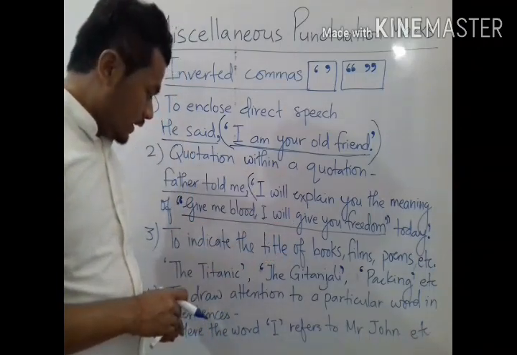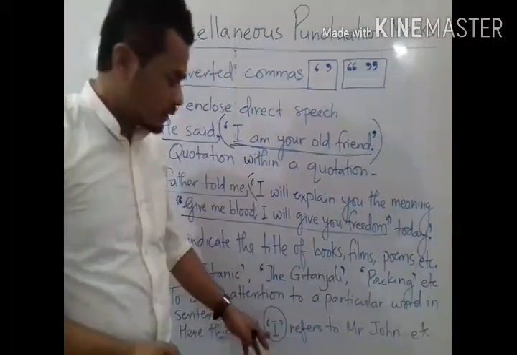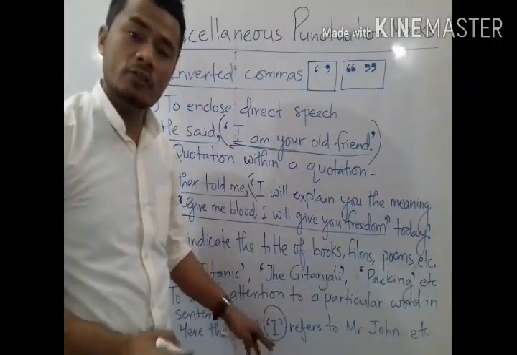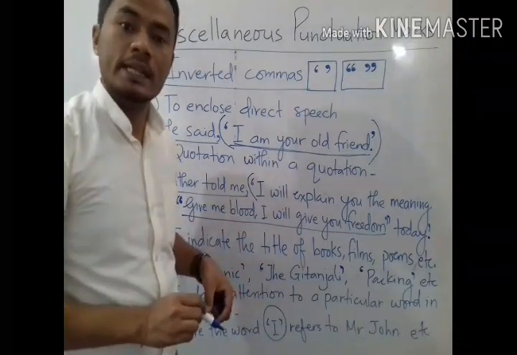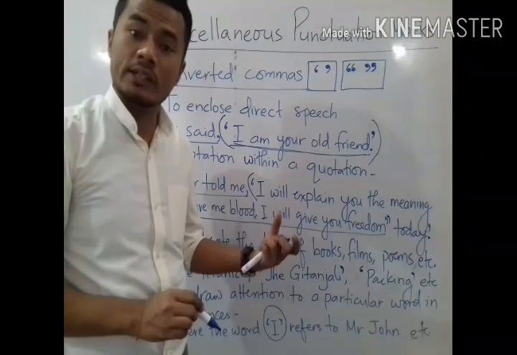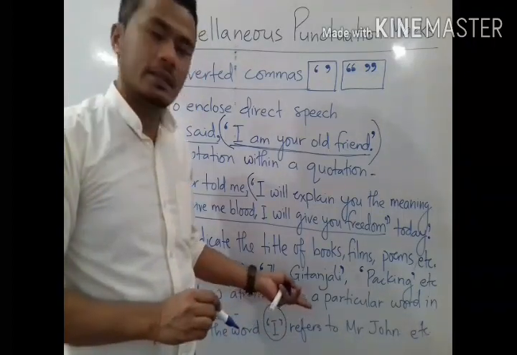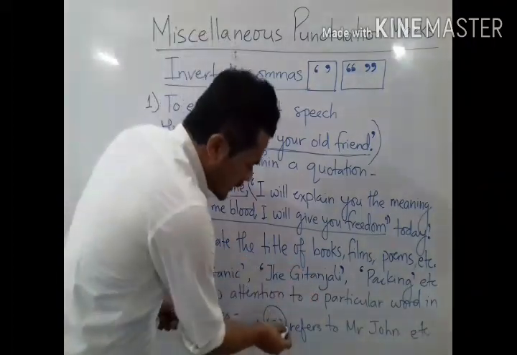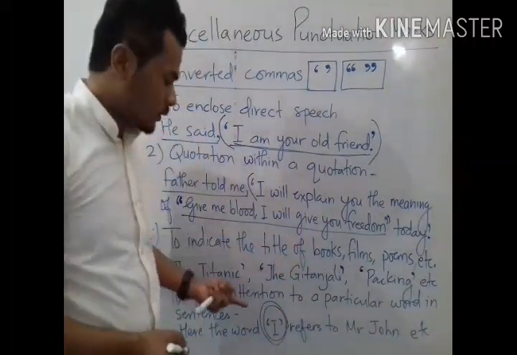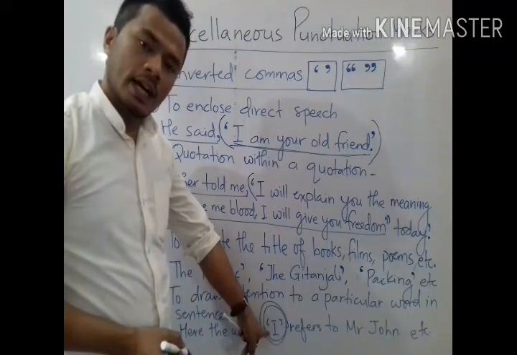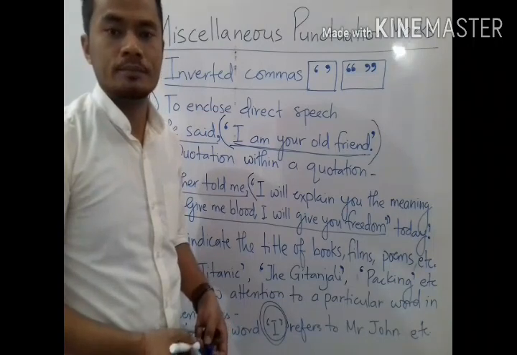So here the word 'I'. So we are emphasizing, we are giving attention to the word I here. So here I should be written in capital as well as with inverted commas. Okay, single inverted commas, because we are emphasizing that particular word I. So here the word 'I' refers to Mr. John. So we are emphasizing the word I, which I have told you we have to write in a capital letter. So here we are emphasizing 'I', so it should be used with single inverted commas.